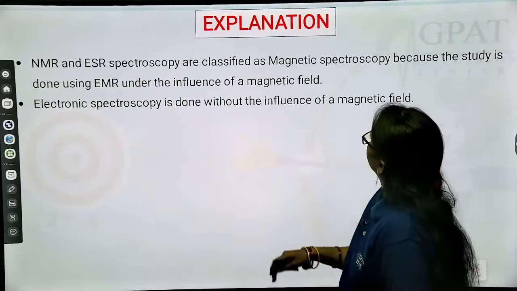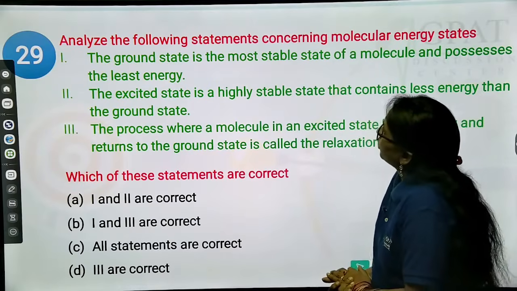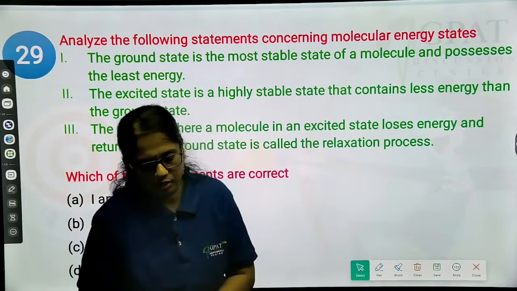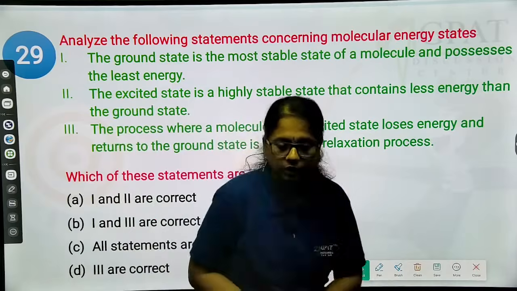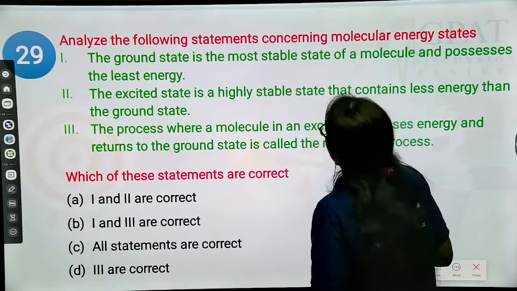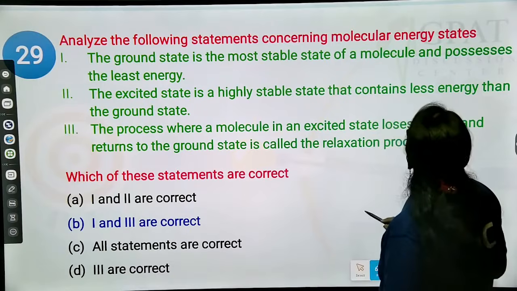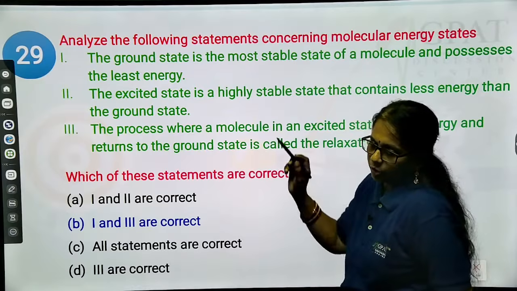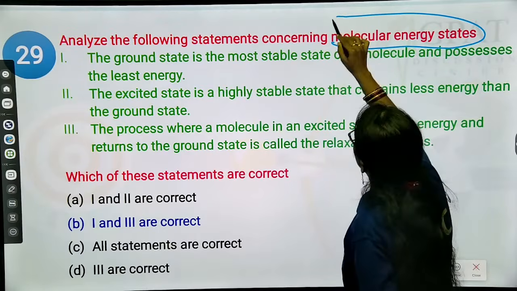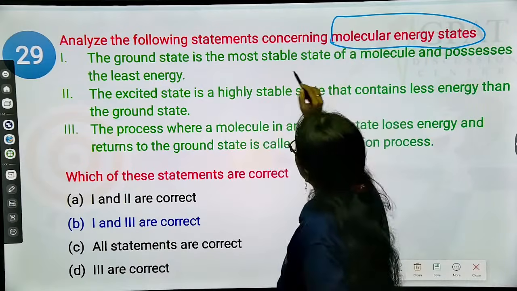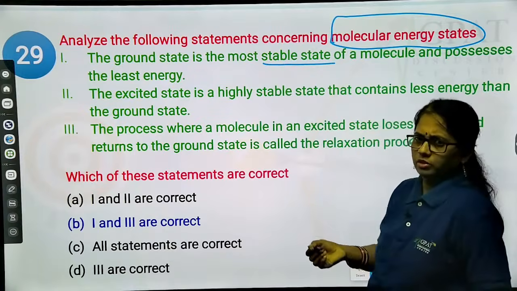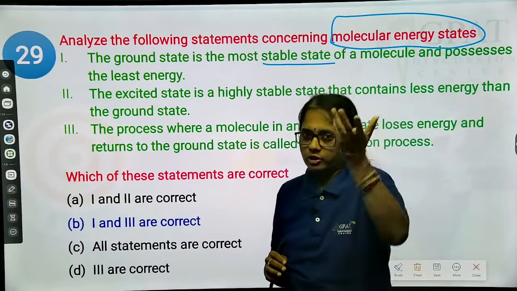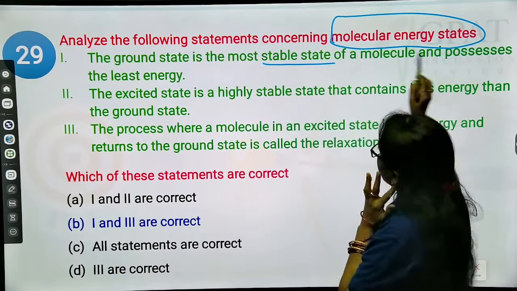Next, analyze the following statements concerning molecular energy states. That means how the energy states are present at the molecular level. First one, the ground state is the most stable state of the molecule and possesses the least energy. Ground state is most stable only. If we give the energy, then it will become unstable with more energy. Most stable, possesses the least energy.